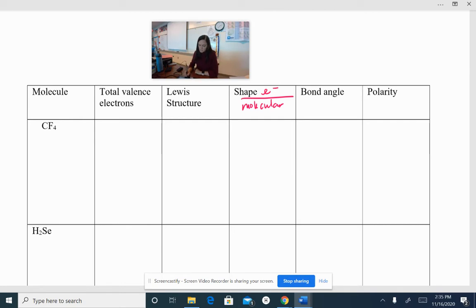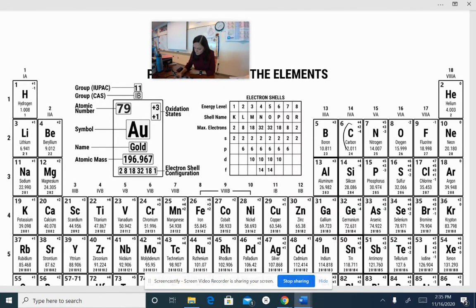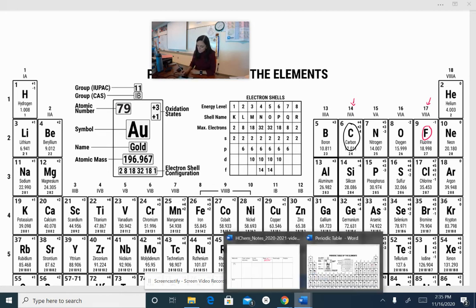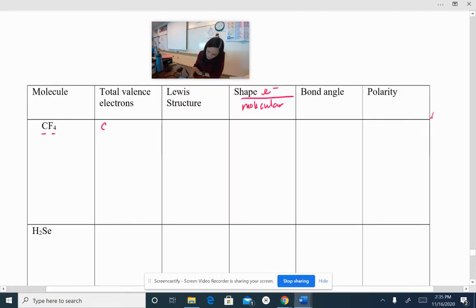So the first thing we want to do is look at carbon and fluorine and see how many valence electrons they have. If I look at carbon, I've got 4 valence electrons. And if I look at fluorine, I've got 7 valence electrons. Okay, so let's go back. Carbon is going to give me 4 valence electrons. Fluorine is going to give me 7. Now notice I have 4 fluorines, so I need to multiply that by 4. So 7 times 4 will give me 28, plus 4 more gives me 32 valence electrons.